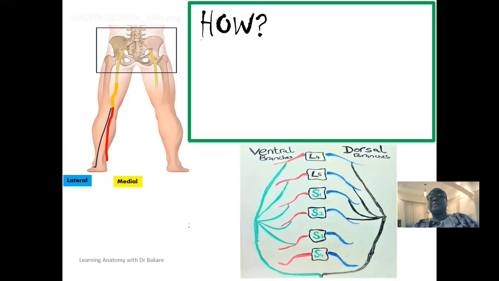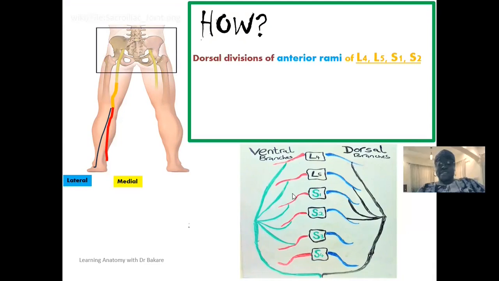So in establishing the basis behind the formation of the common fibular nerve, we say that the common fibular nerve or the peroneal nerve is formed from the dorsal divisions of the anterior rami from L4, L5, S1, and also S2. If you try to use this image down here for illustration, this is where we have the configuration of the anterior rami from L4, L5, S1, S2, S3, and so on. And if you look at this, we see that the anterior rami is further subdivided into ventral divisions or ventral branches, or dorsal divisions or dorsal branches.